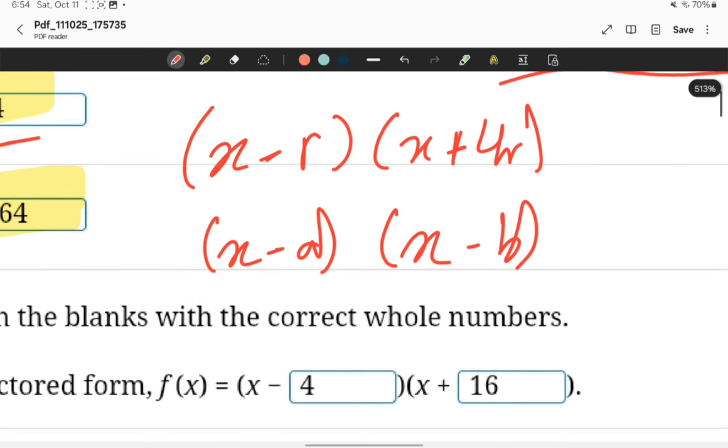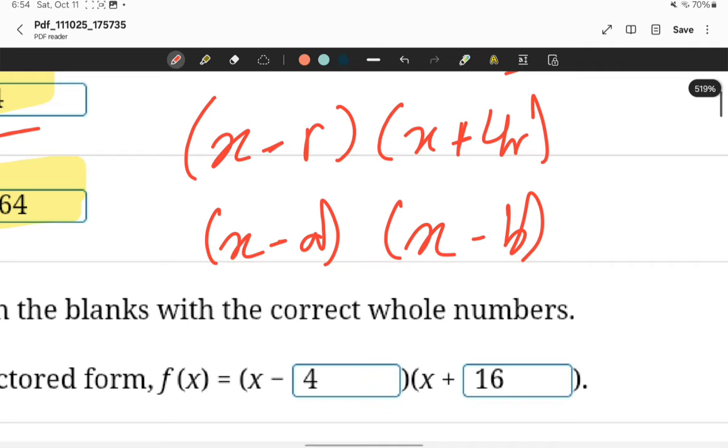Okay, so now we're just going to substitute. Instead of r, just put 4, so x minus 4. And instead of 4 times r, just substitute again. So it's 4 times 4, so 16.